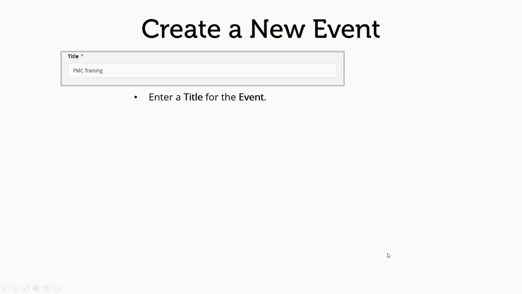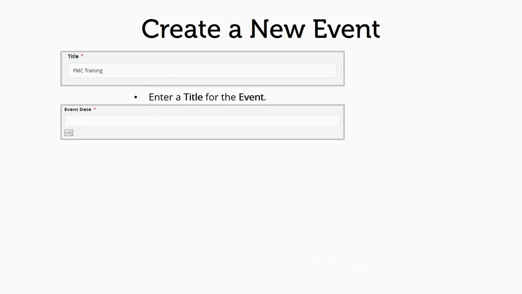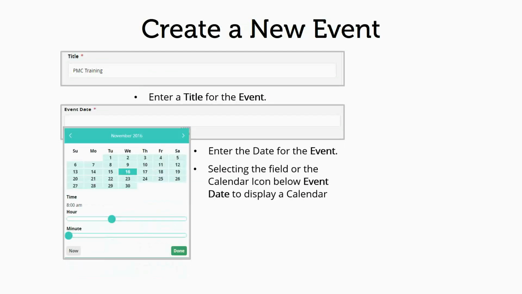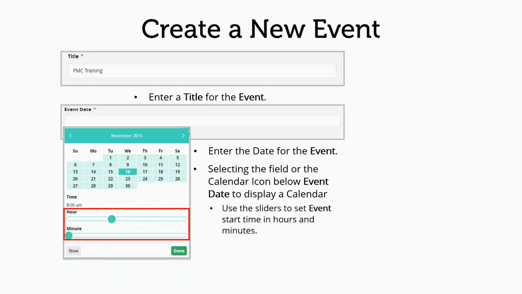In the title field, enter the title for the event. In the event field, enter the date. Selecting the field or the calendar icon below the event date displays a calendar. This calendar can be used to choose the date, and use sliders to set the event start time in hours and minutes. It's also possible to select Now to get the current time and select Done when finished.